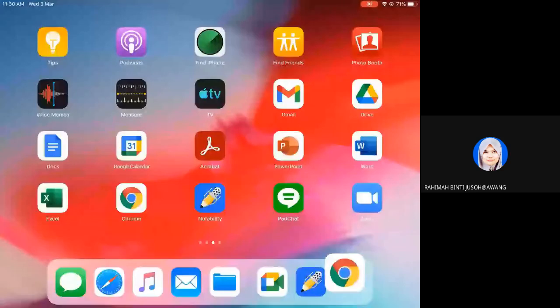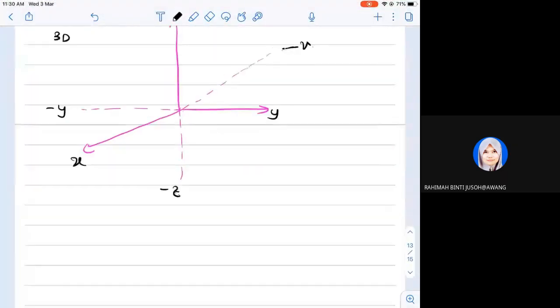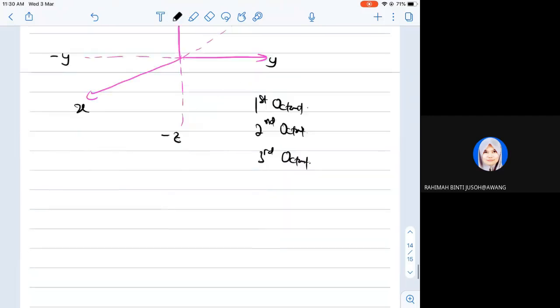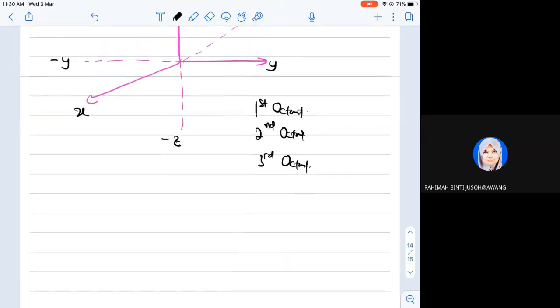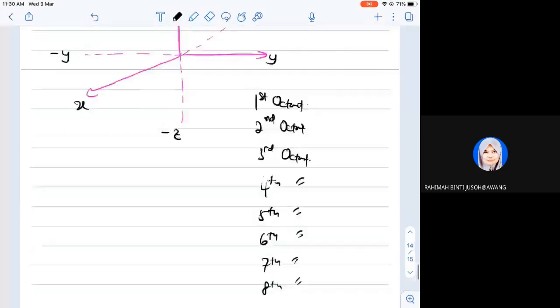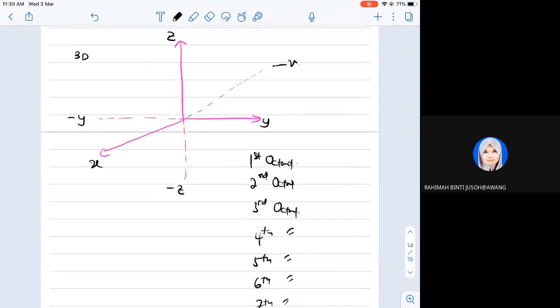Okay, kita stop sini. Saya nak explain yang ni. Kita ada 8 bahagian. Jom kita identify the position. Okay, first octant, second octant, third octant, sampai 8 lah. Fourth, fifth, sixth, 7, 8. Ni semua octant. Okay, kita dah tengok video tadi, movement tu kita dah faham, dia ada 8 bahagian.